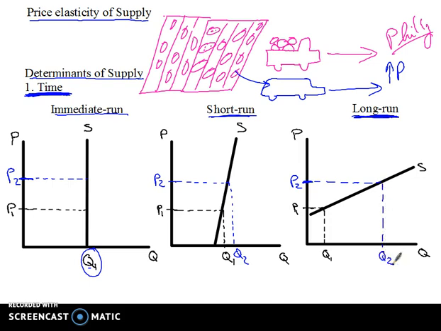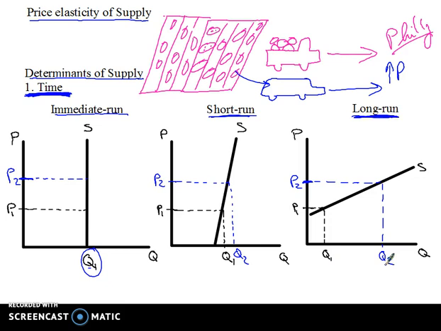So what we're saying here is, the longer the time period, the more elastic will become the supply curve. Okay, the greater the time period, the more elastic will become the supply curve. In the immediate run, it's very inelastic. Okay, I cannot respond to the higher price by bringing more of the good to market. In the short run, the supply curve is inelastic. If the price goes up, I can respond to that by bringing a little bit more of the good to market. And in the long run, I have a lot of time to respond to the higher price by bringing a lot more of the good to market.